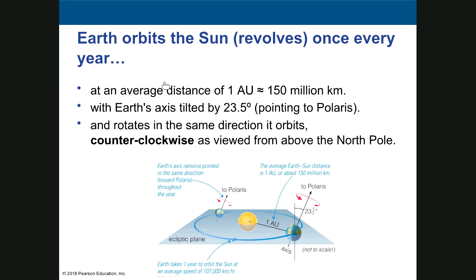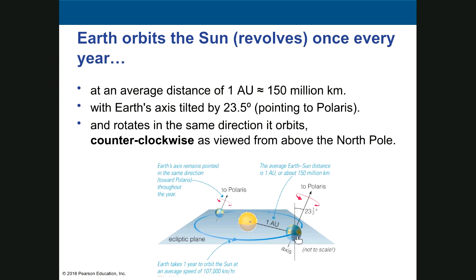All right. Now, we know that the Earth orbits around the sun. So the Earth takes 1 year to orbit the sun at an average speed of 107,000 kilometers per hour. So that is really far, and this can be figured out from looking at the average distance from the Earth to the Sun.